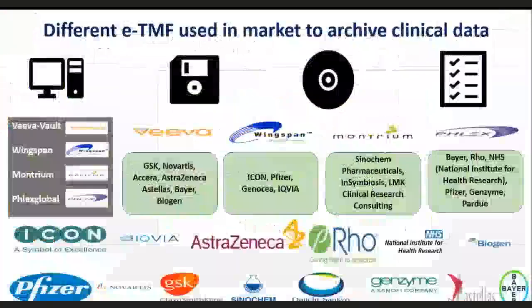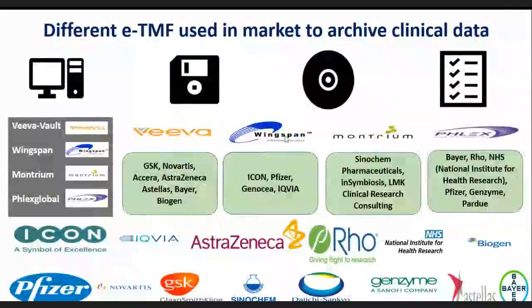These are the tools: Viva Vault, Wingspan, Montrium, and Flex Global. And these are the organizations: GSK, Novartis, Acera, AstraZeneca, Astellas, Bayer, Biogen. Wingspan is used by Icon, Pfizer, Genucia, IQVIA. Montrium: Sinochem Pharmaceutical, Symbiosis, LMK Clinical Research Consulting. Then Flex Global: Bayer, Ro, NHS.